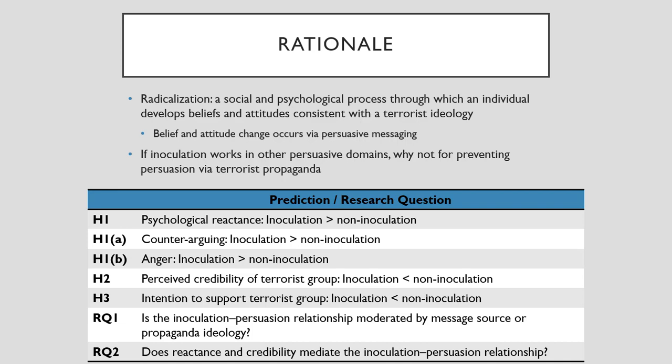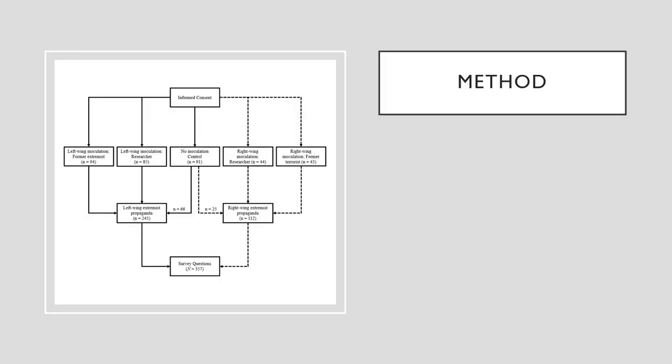Now, some questions that I had, I couldn't make predictions for. Number one, is the relationship between inoculation and persuasion moderated by message source or the ideology that the propaganda is based on? So suppose somebody is a former extremist and they present an inoculation message versus me as a researcher. Does that affect the relationship? And second, are left-wing ideologies more susceptible to inoculation messages than right-wing? We don't know, so I'm going to test that here. And third, do reactance and credibility mediate the relationship between inoculation and persuasion? We'll do that with a little structural equation modeling.